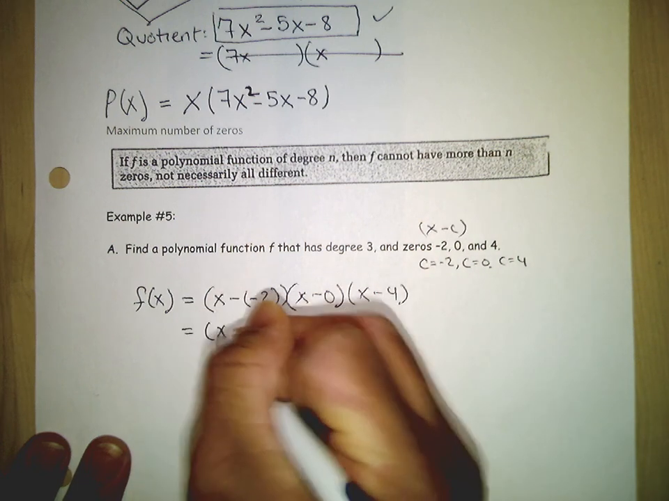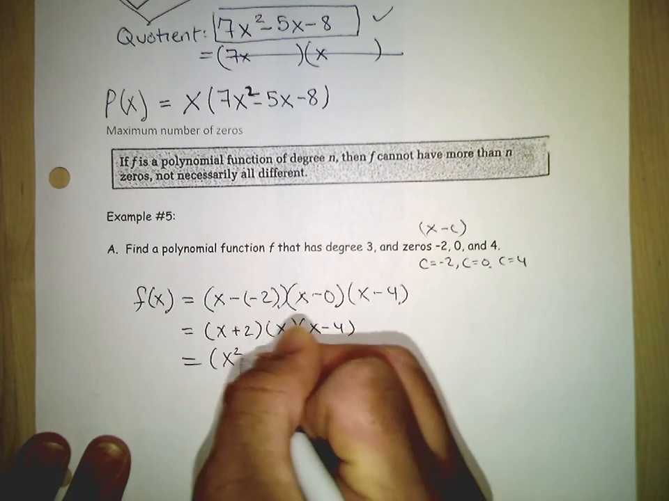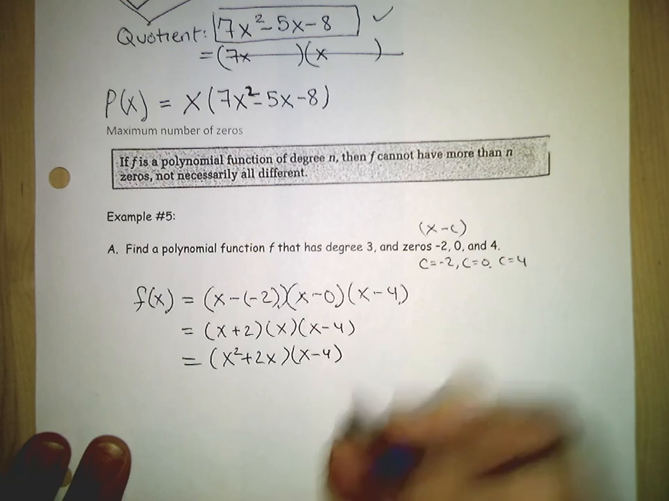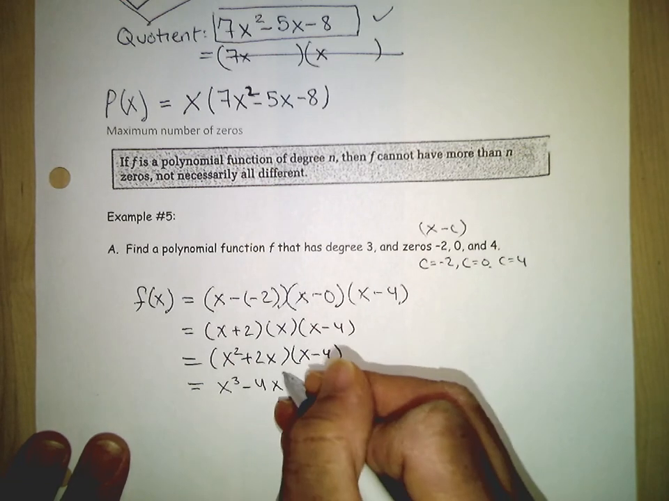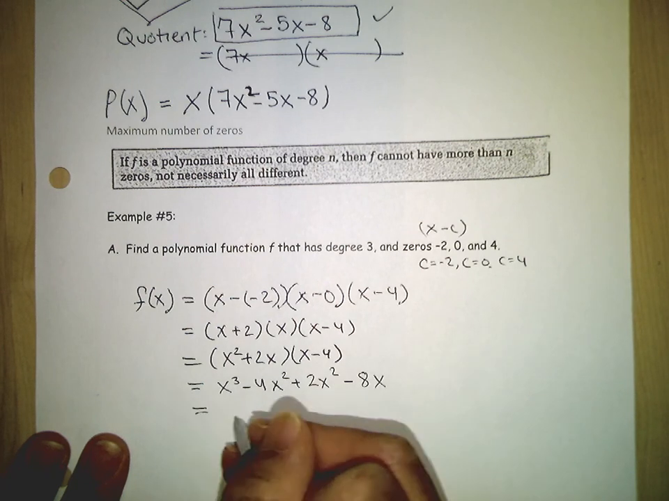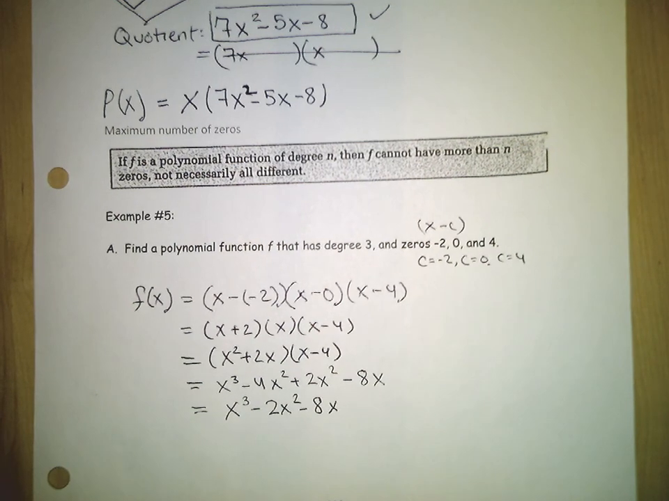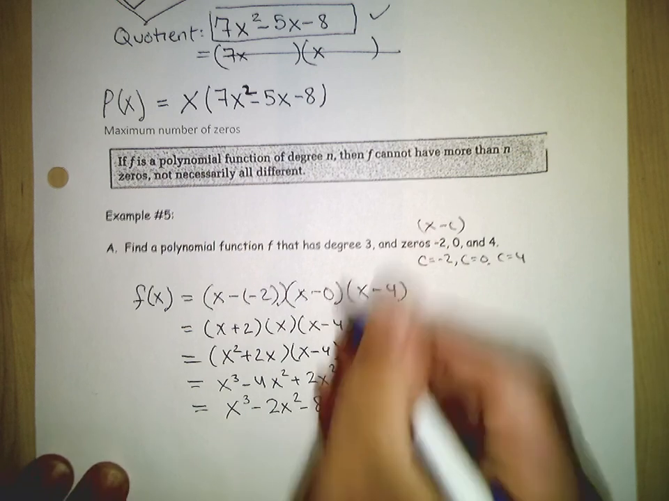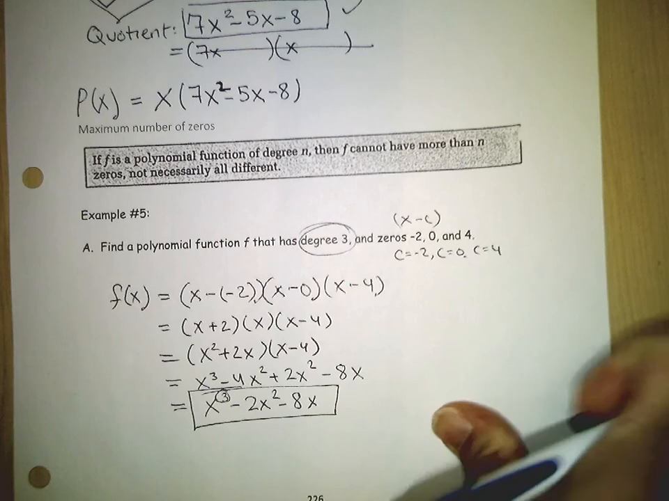So we have x plus 2 times x minus 4. Distribute the x, so x squared plus 2x times x minus 4. Then distribute again, so we have x to the third minus 4x squared plus 2x squared minus 8x. And combine like terms to get x to the third minus 2x squared minus 8x. What a time to be alive. I really hope that you enjoyed this example here. So this is, again, of degree 3. We see it right here. So this is what we were being asked for.